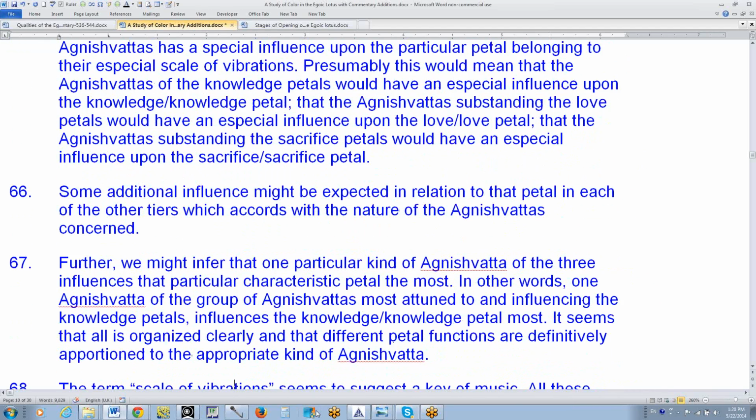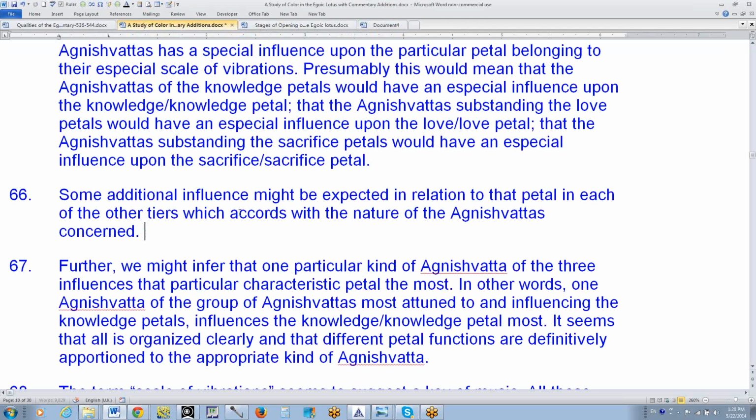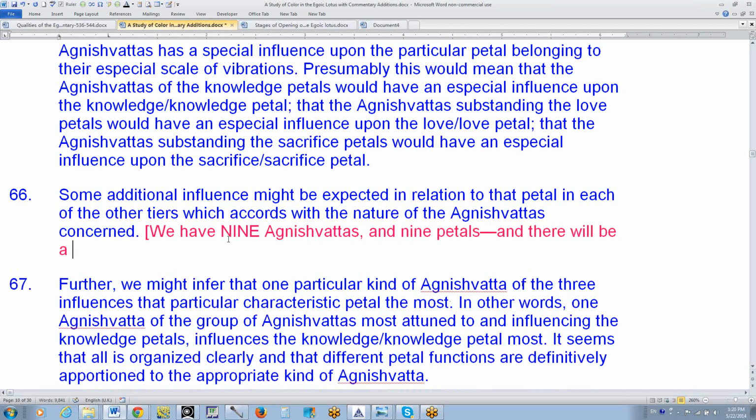So hence on our planet we are told there is this psychology of the divine rebel. So some additional influences might be expected in relation to that petal in each of the other tiers, which accords with the nature of the Agnishvattas concerned. So we have 9 Agnishvattas and 9 petals. And there will be a certain specificity. See, 3 similar Agnishvattas for each tier, and then 1 assigned to each petal in the tier. Certain specificity in the relation of an Agnishvatta to a particular petal.